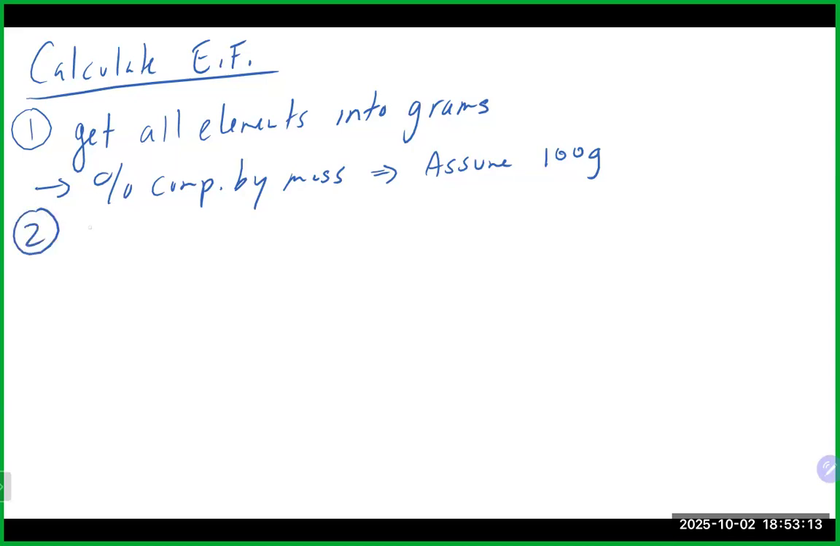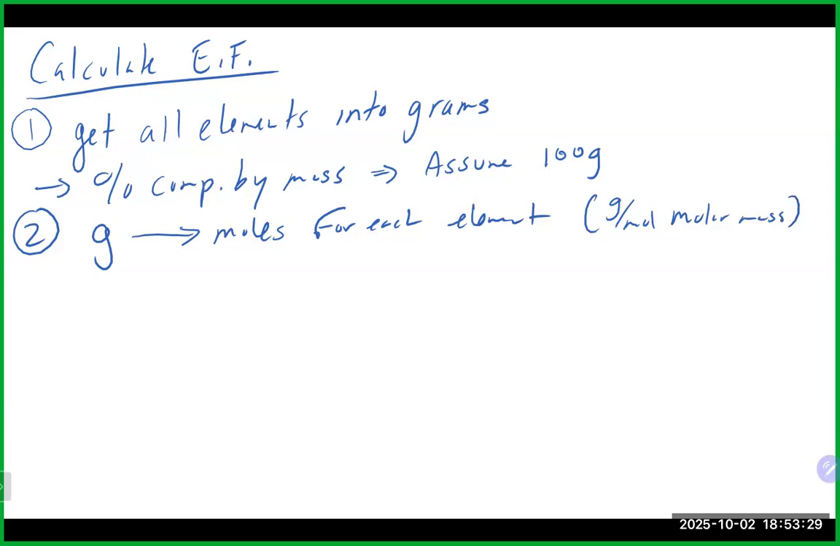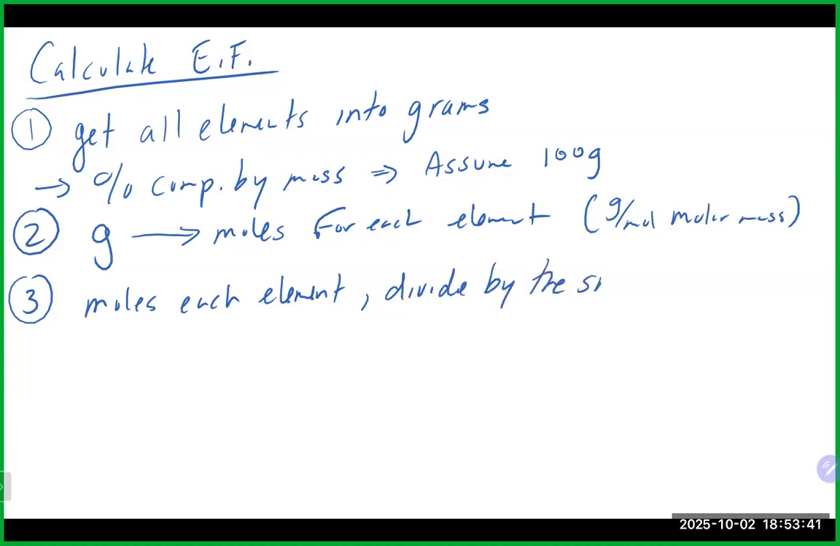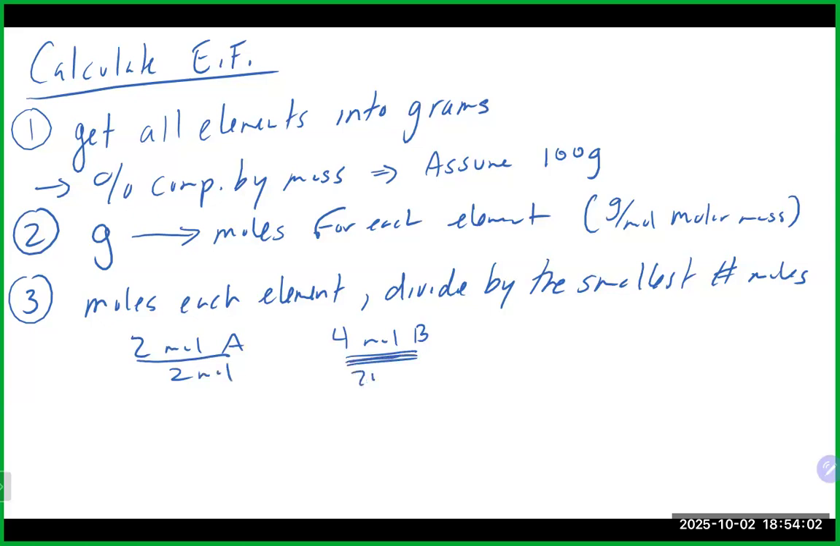Once you have everybody into grams, you then want to go grams to moles for each element. And that obviously is a calculation we've been doing using the molar mass from the periodic table. At this point, you will now have moles of each element. And you want to divide by the smallest number of moles. So again, if you ended up with 2 moles of A after that second step and 4 moles of B, in this case, you would divide both of them by 2 moles. And that would give you 1 here, and that would give you 2 here. And if you do that and you hit all whole numbers, that would be your empirical formula.